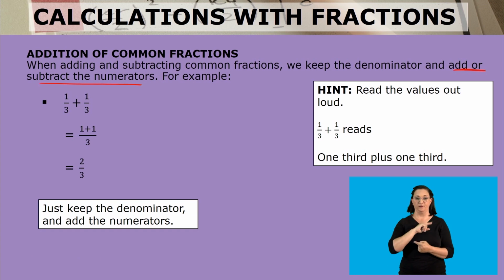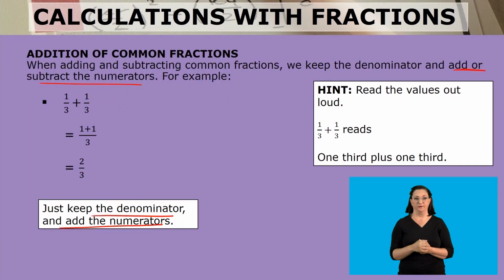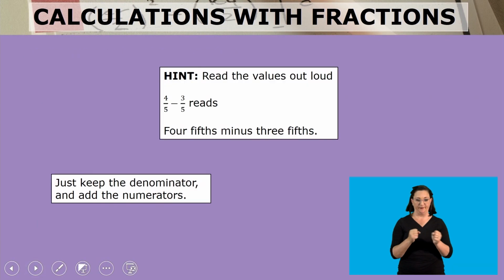So just remember, 1 third plus 1 third. If you read it out loud, it will make more sense to you, because I'm just adding a third and a third. Just keep the denominator and add the numerators.